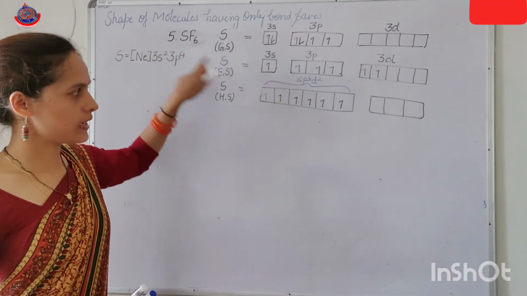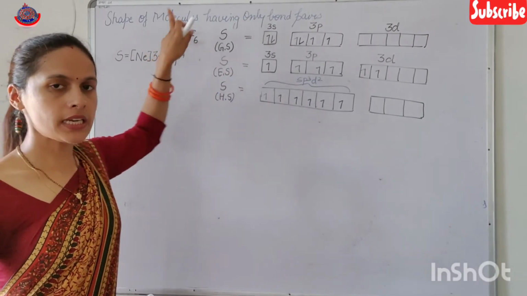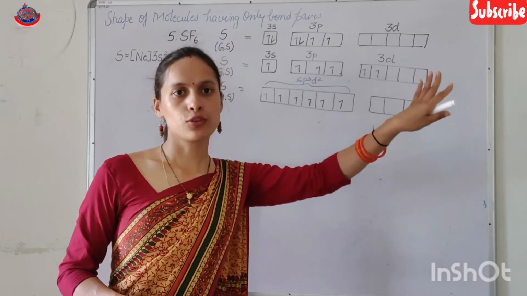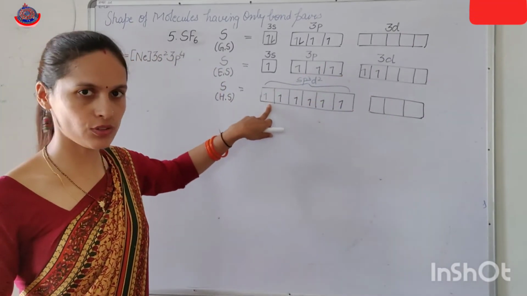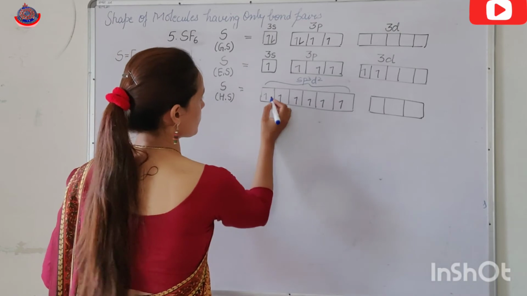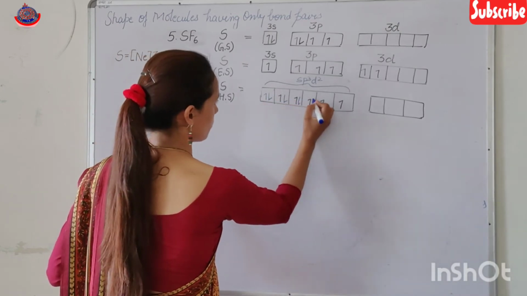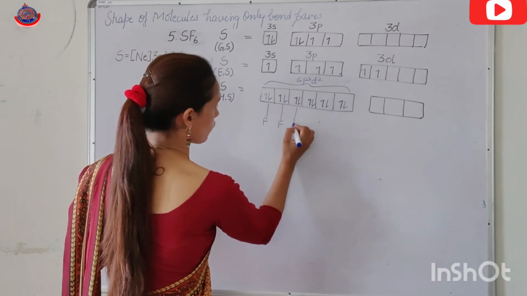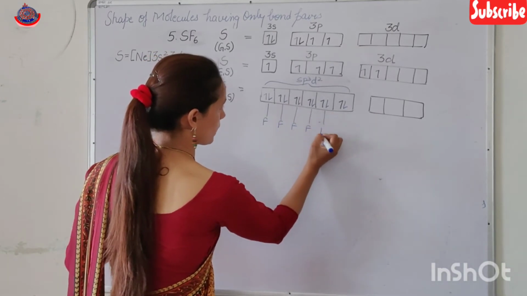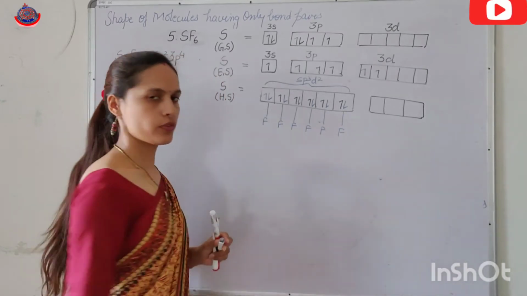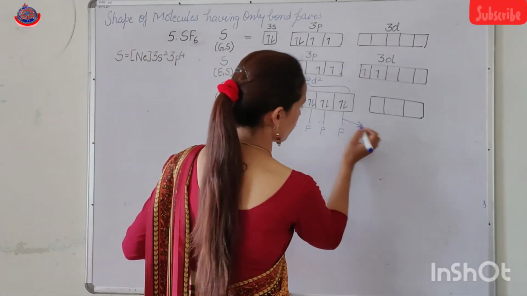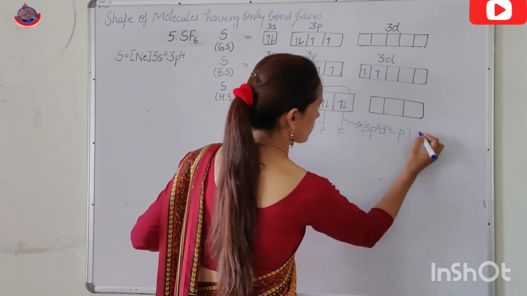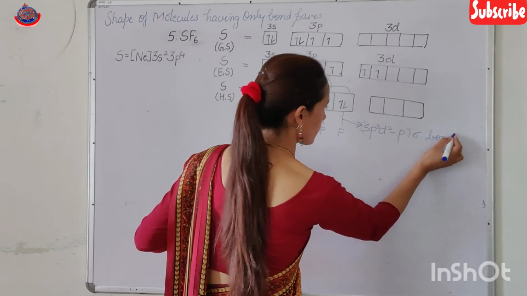Now fluorine will approach to sulfur, and fluorine requires only one electron in the p orbital. So the p orbital will overlap with this orbital and form an sp3d2-p sigma bond. Fluorine, fluorine, fluorine, fluorine, fluorine and fluorine. And the name of the bond is sp3d2-p sigma bond.